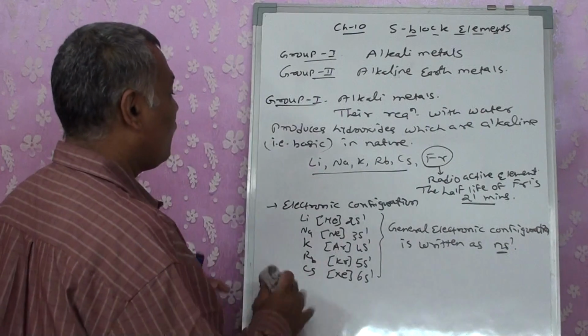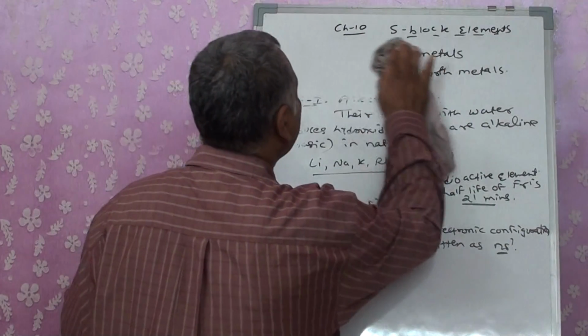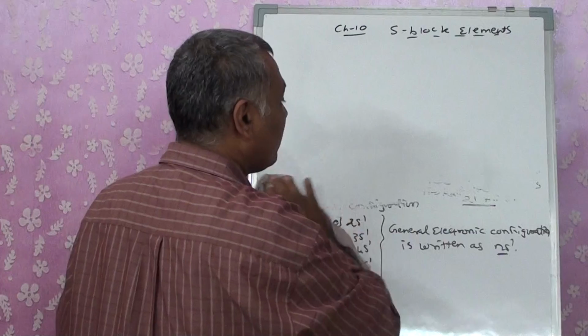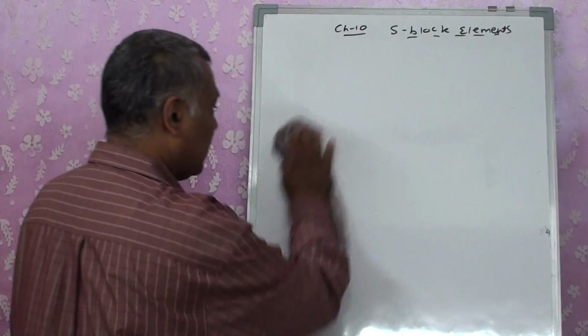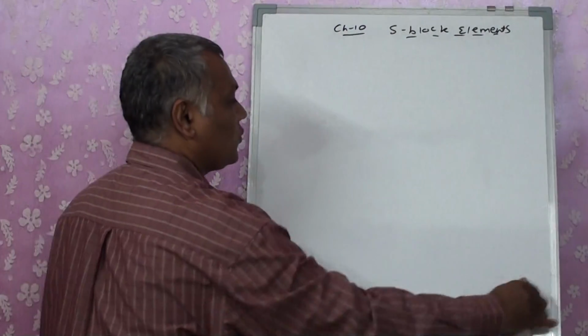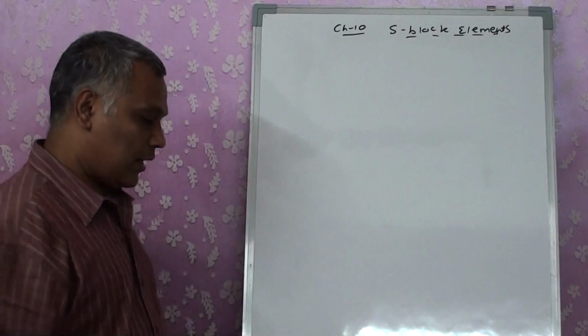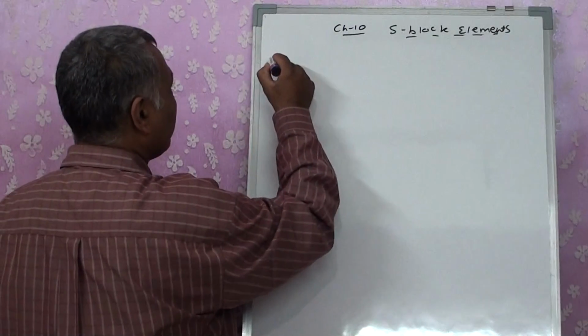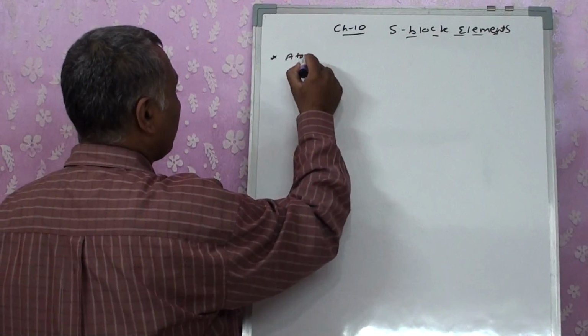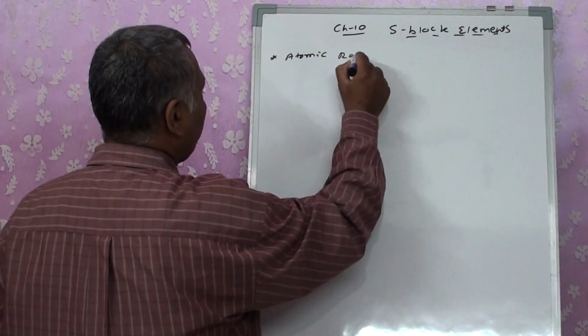Now, if we go to its other properties, the other general trends that we can find for this group, the next one is related to the atomic radii.